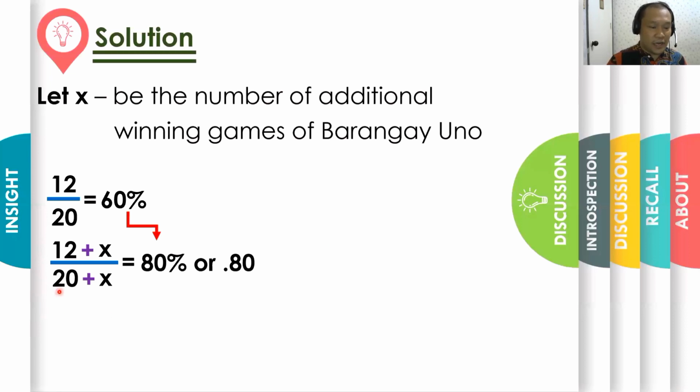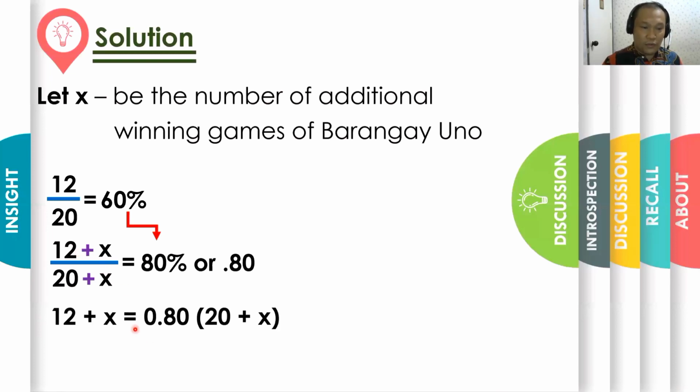And our LCD here is 20 plus x. Now, 20 plus x is our LCD. We are going to multiply both sides by 20 plus x. Therefore, 20 plus x divided by 20 plus x is 1. Multiplied to our numerator, we do have 12 plus x is equal to 0.80 multiplied by our LCD, which is 20 plus x.